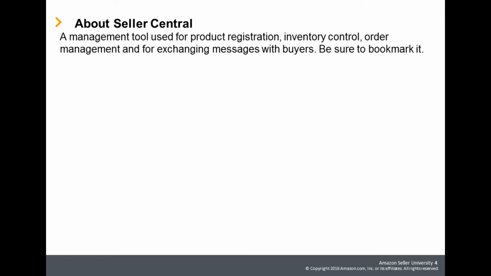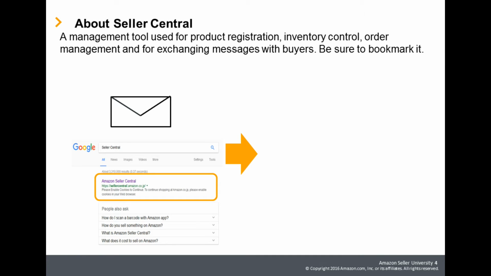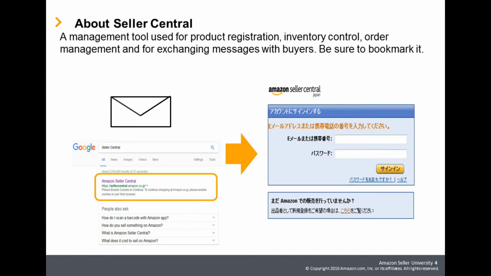Seller Central can be accessed through the email you receive after creating an Amazon Central account or by internet search results. On the right is the login screen. Enter your registered email address or phone number and your password. Then click on the yellow Sign In button.